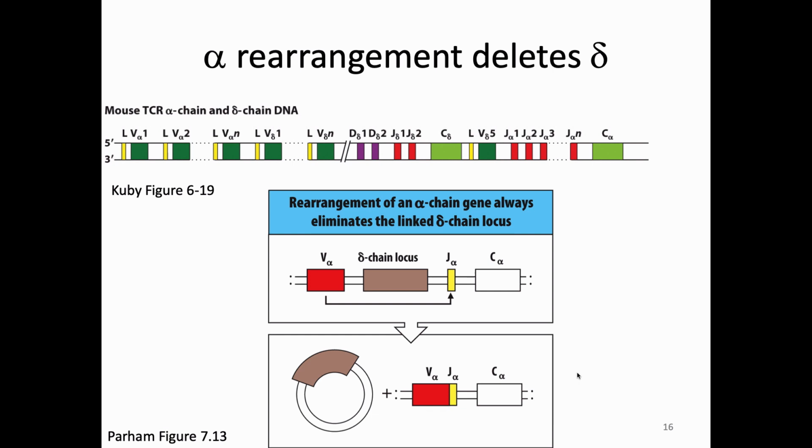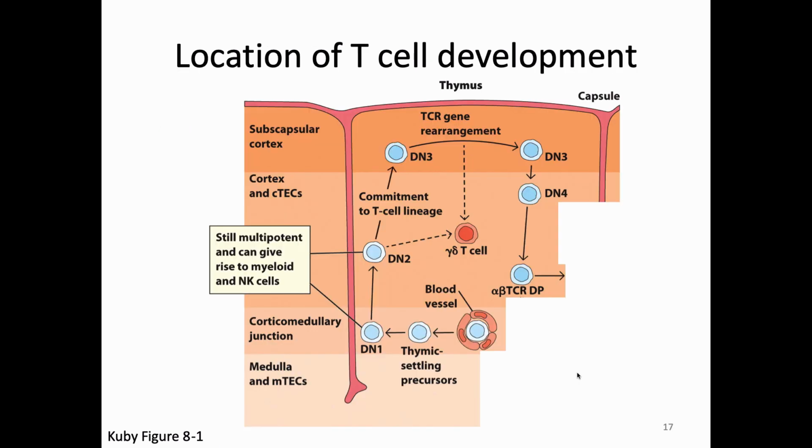And so we're largely going to follow the alpha beta T cell through the rest of this process, where it becomes a DN4 and then starts to turn on CD4 and CD8 to become a double positive cell. The other signal that we get here says, okay, transcribe and translate CD4 and CD8 so that you can become a double positive cell.